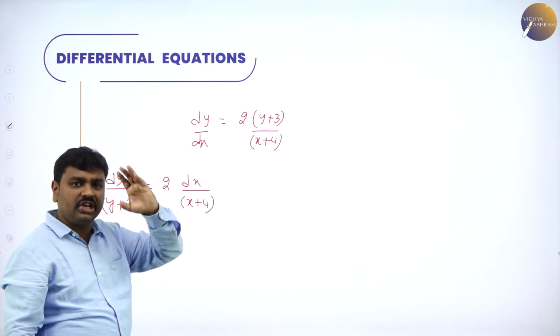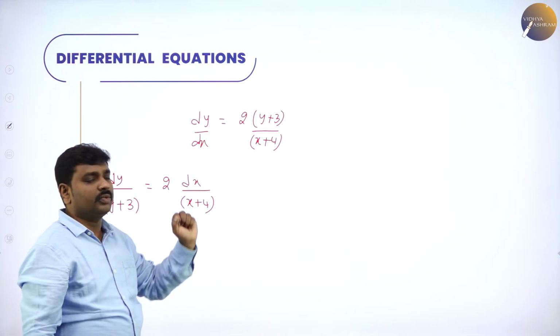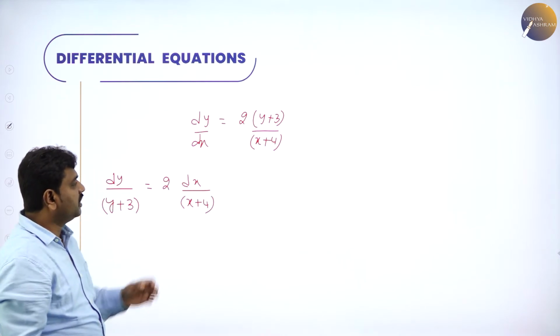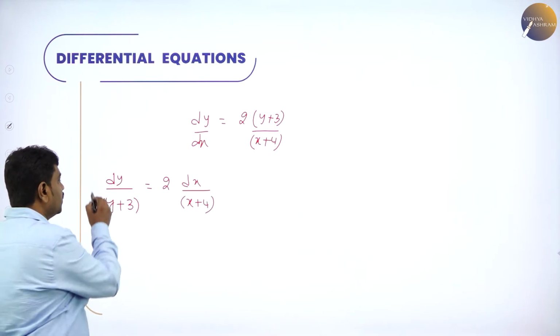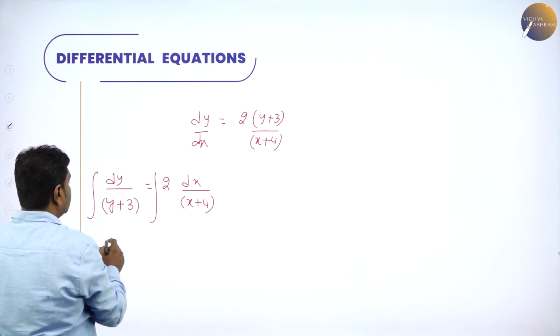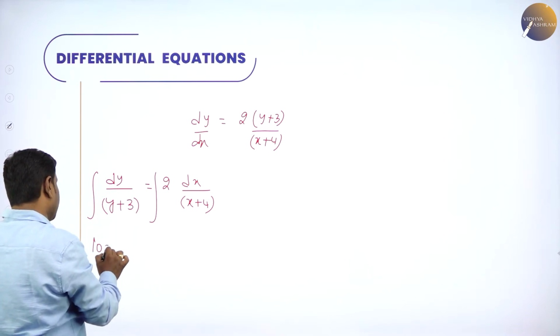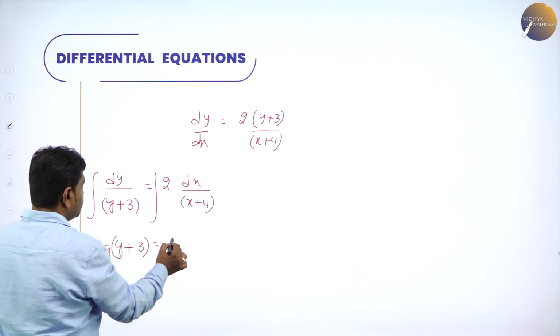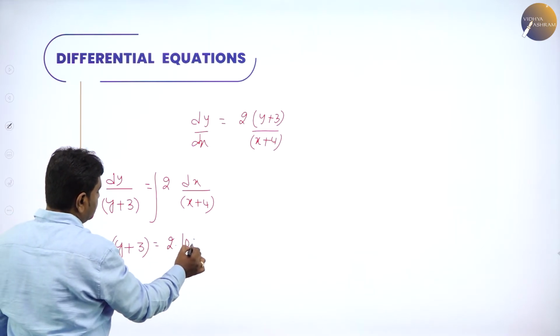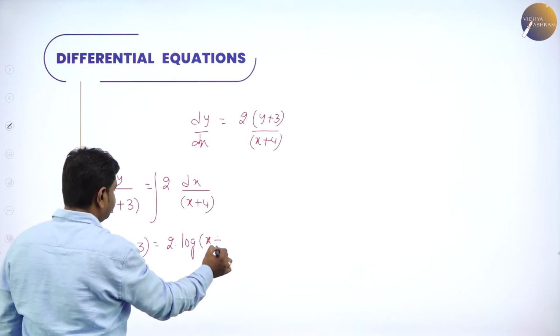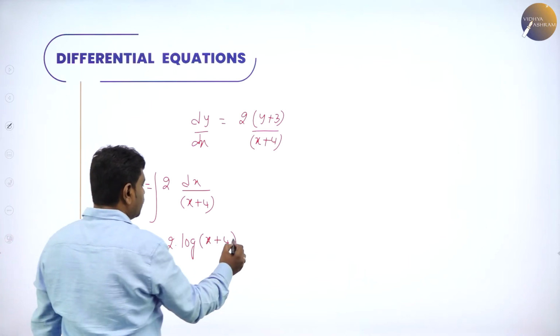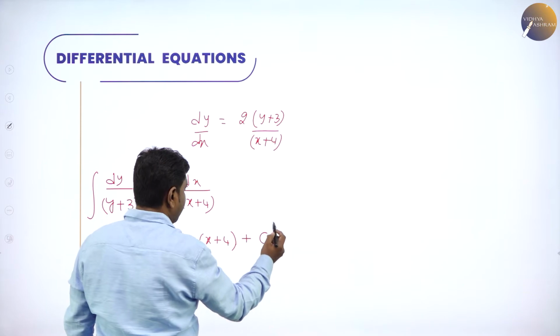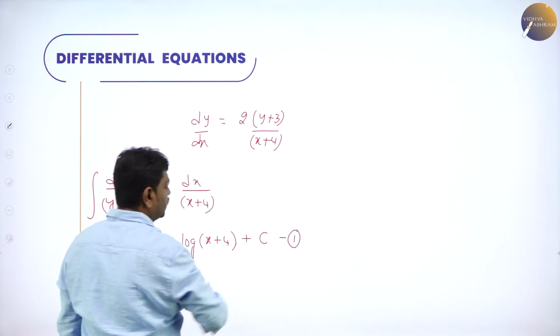The d term should be in the numerator. Transfer it to the numerator. Functions of x should be with dx, and functions of y club with dy. Now integrate both sides. So integration of this is log of (y plus 3), and 2 is constant. Integration of this is log of (x plus 4) plus c. This is equation 1.